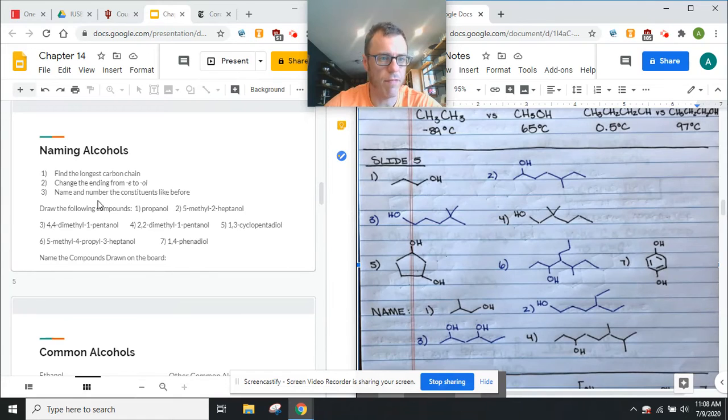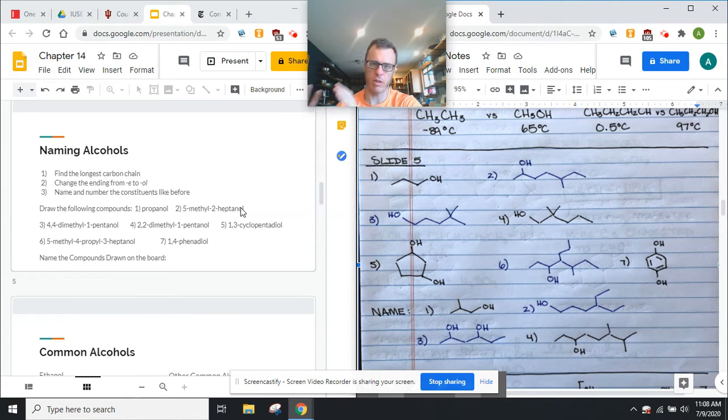All right, guys, starting slide 5, we have naming alcohols. So we find the longest carbon chain, change the ending from an E, that little E at the end, to an OL. Name and number the constituents like before. So propanol. Prop means 3 carbons, 1, 2, 3 carbons, and we have our OH group on the end there. Not a big deal.